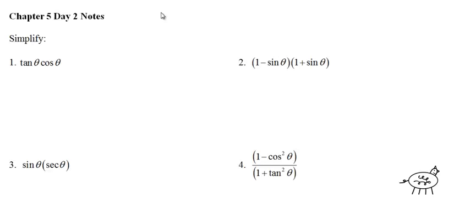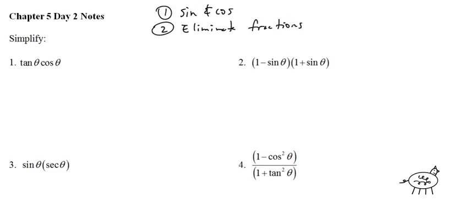We're going to be using some of our identities and simplifying as much as possible. This is really the last day we're going to be simplifying without much guidance. You're going to basically be turning things into sine and cosine, and the second main thing is we're going to eliminate fractions. We really don't want any fractions in our final answer. Those are the two main rules here.